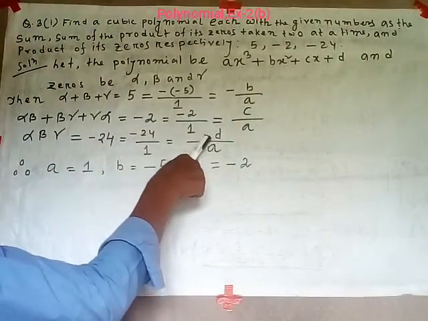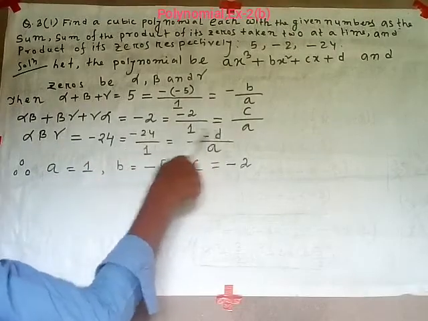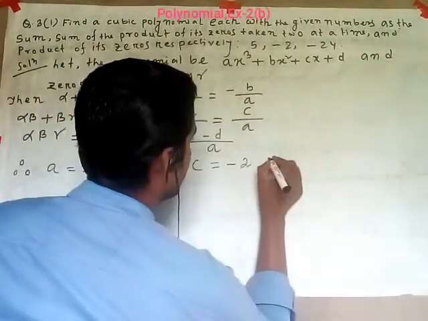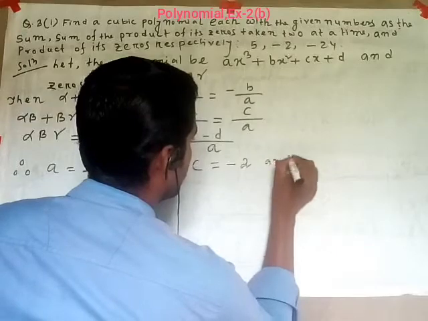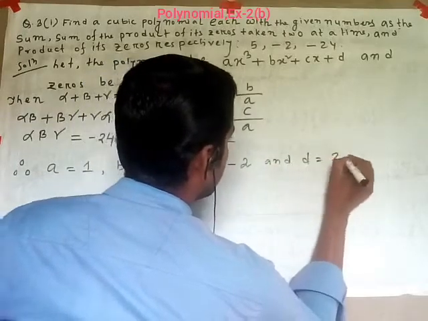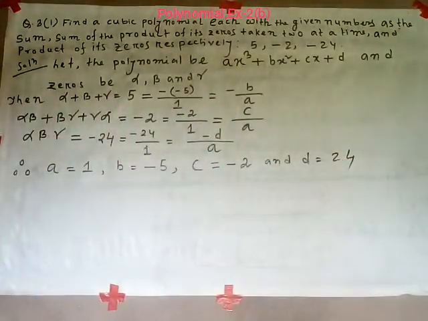Now d, minus minus cancels, so d equal to, we can write 24.